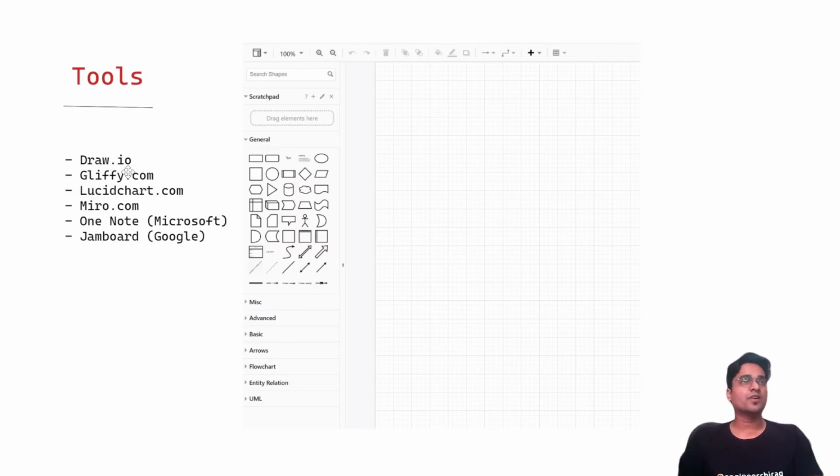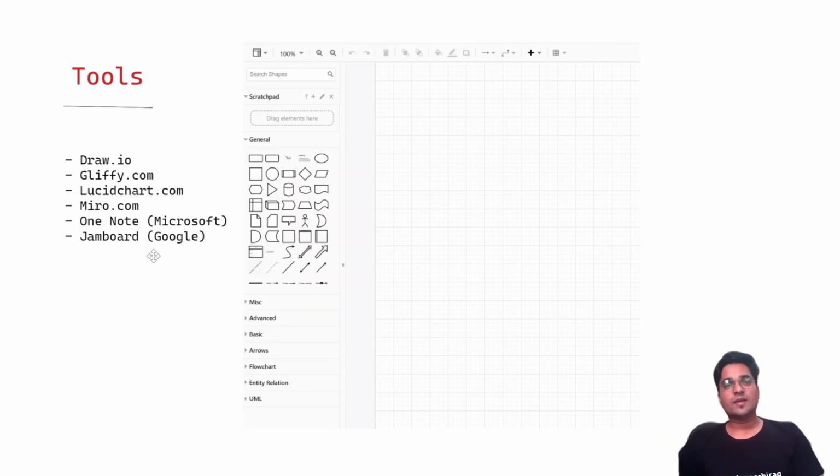One is draw.io. Just look at it, it is very cool and very easy to use. Gliffy.com is another. Lucidchart.com is basically another very good example. Miro.com is another tool which is going to help. OneNote from Microsoft is also a very good tool, where you can use your joystick in order to draw certain things, or use your mouse in order to do a freehand drawing also.